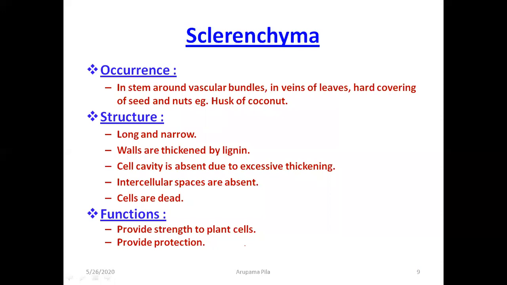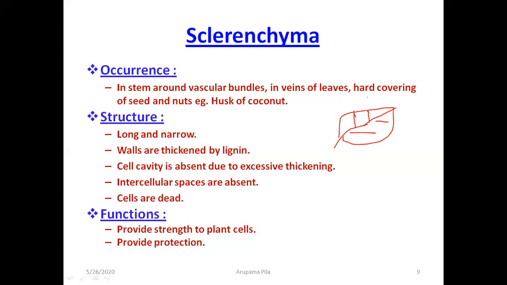Okay, and let's see its occurrence. It occurs in stem around vascular bundles. Vascular bundles are xylem and phloem, the conducting tissues. So around vascular bundles they are present. In veins of leaves also they are present. Like if this is a leaf, then these are the veins. This is the main vein and these are the side veins. So in these veins also this tissue is present.